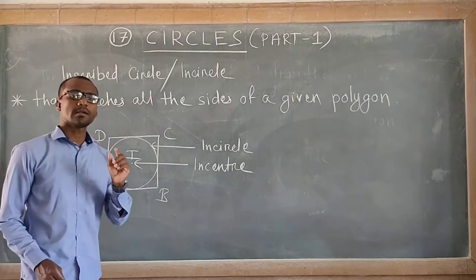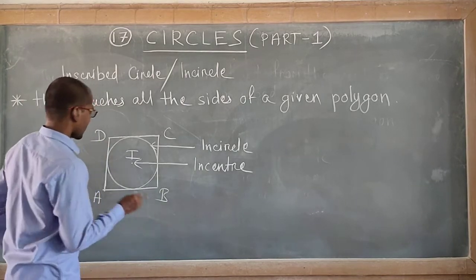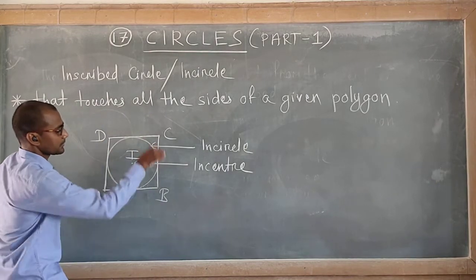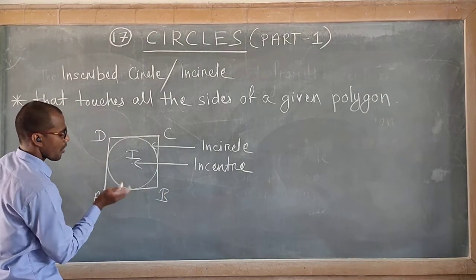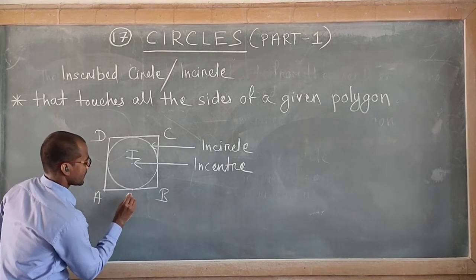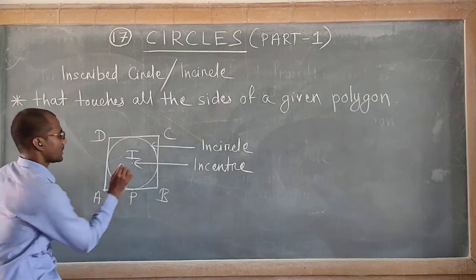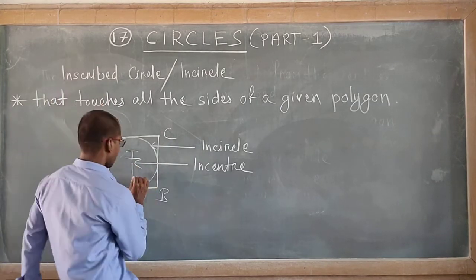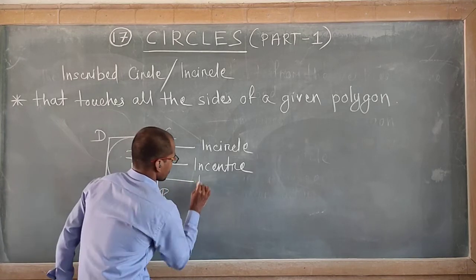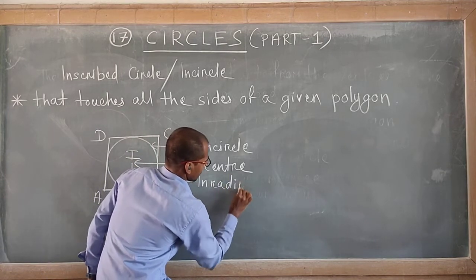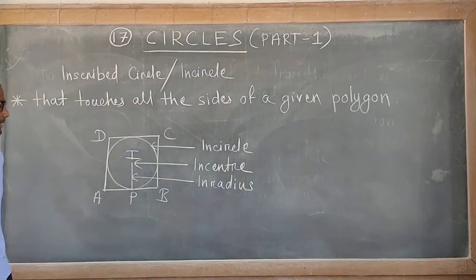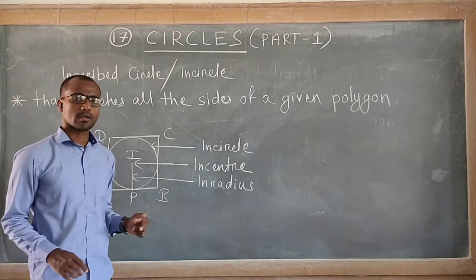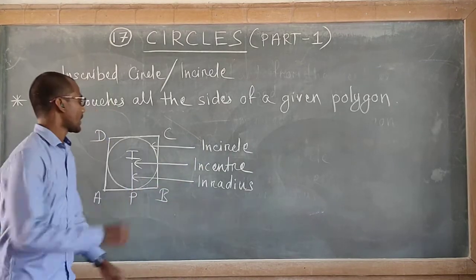Now this circle will also have a radius. Its radius is called inradius. So let us draw a radius. You can see the circle is touching the side AB of the polygon at point, suppose P. Let this point be P. If we join IP, then we will get a radius. This radius is called inradius. So in the circle, the center is called incenter, radius is called inradius.